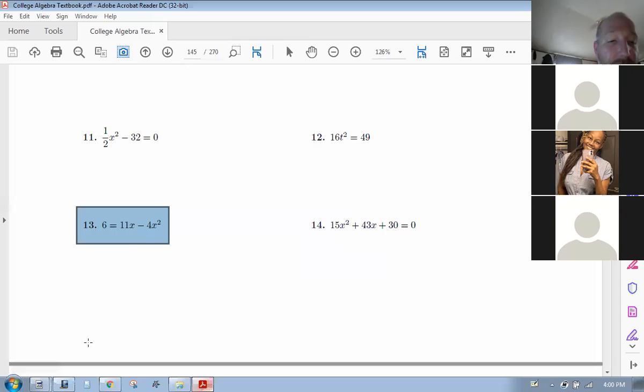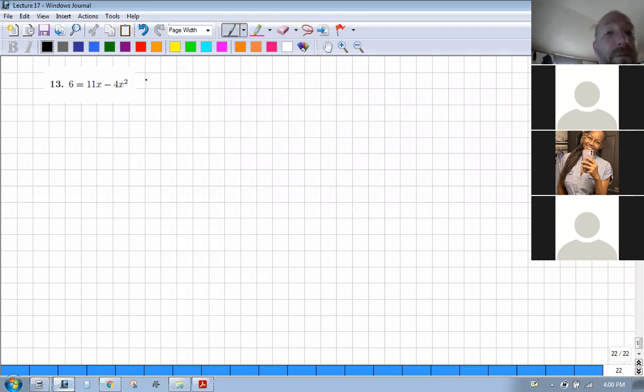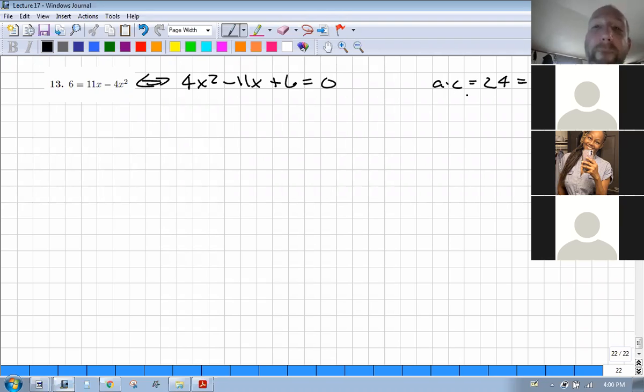Let's finish these two and then we'll take a break. Let's put this into standard form. 4x squared minus 11x plus 6 equals 0. Well, I can't eyeball this one, so a times c is a 24. B is a negative 11. So what can we do here? 8 and a 3, I think.